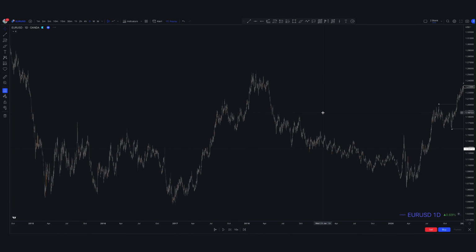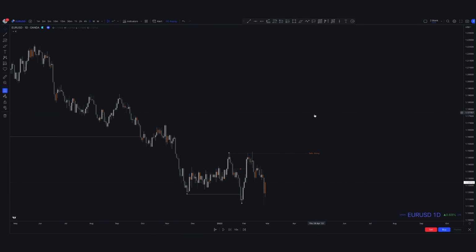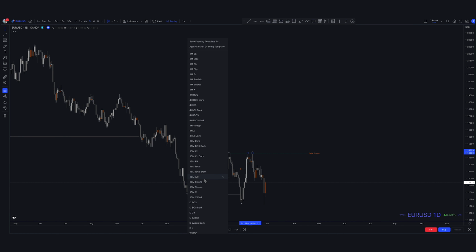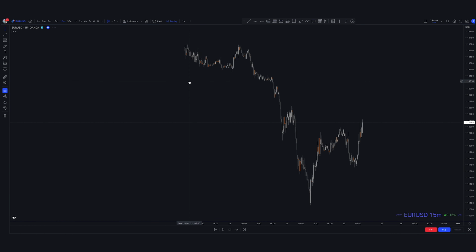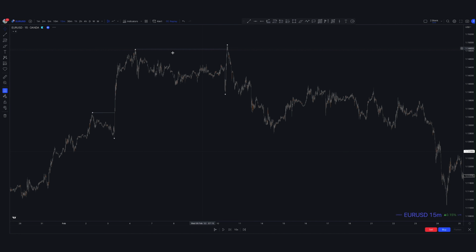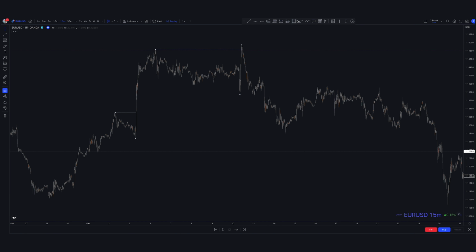Remember? Let me go back there for you to see. We are right here on the 15-minute. Let me change that to the 15-minute. Okay, we are right here. So as you can see on the 15-minute, price turned bullish on top of that line. But after that happened, what happened? We had a push down.